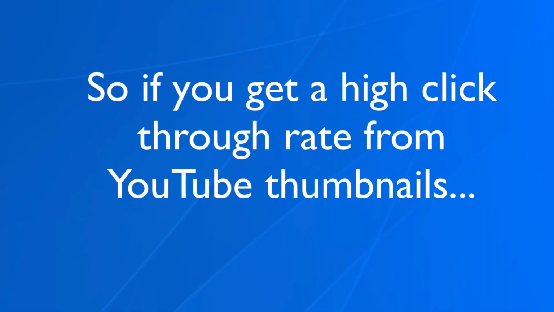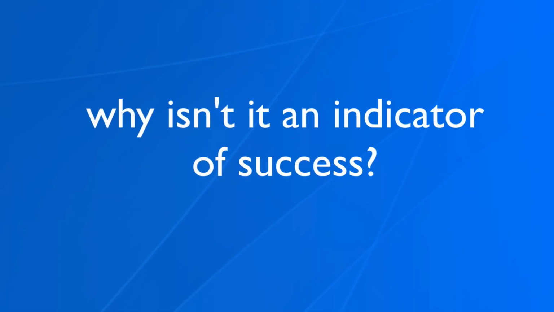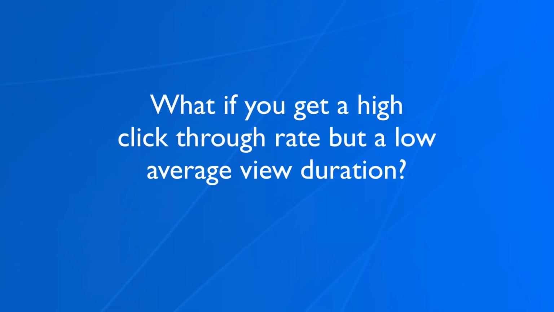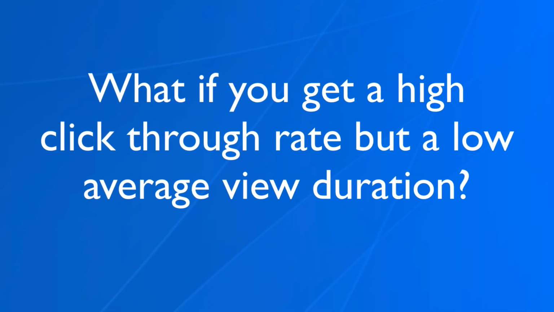So if you get a high click-through rate from YouTube thumbnails, why isn't it an indicator of success? Your click-through rate is highest right after you upload a video because of your subscribers. Your subscribers tend to be the most engaged on your channel, so we get the most activity within the first 24 hours. What if you get a high click-through rate but a low average view duration?